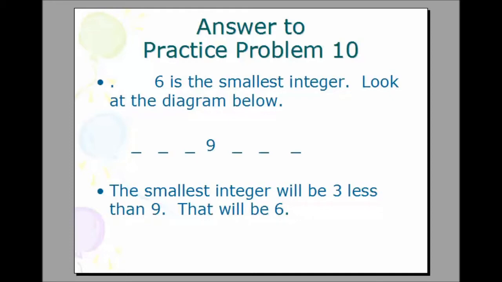Look at the diagram below. We have 7 integers, the median is 9, and we're told that they're consecutive. Therefore, all we have to do is count down: 9, 8, 7, 6, and the smallest integer will be 6.